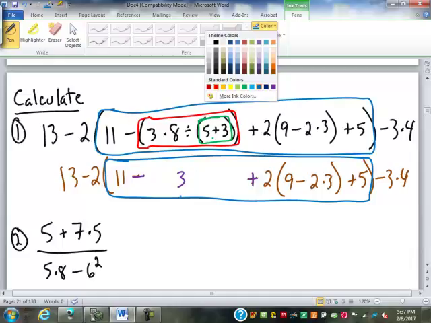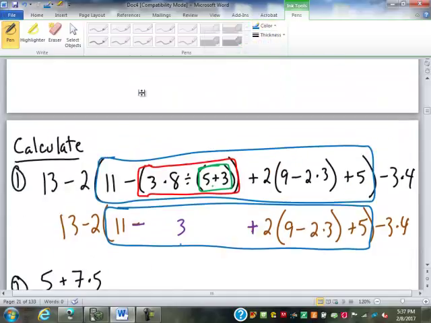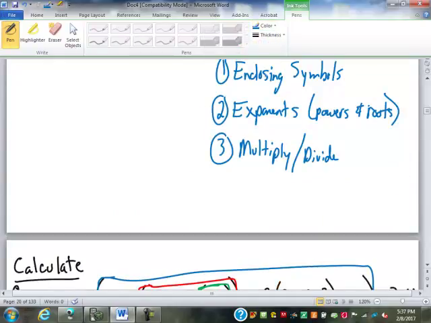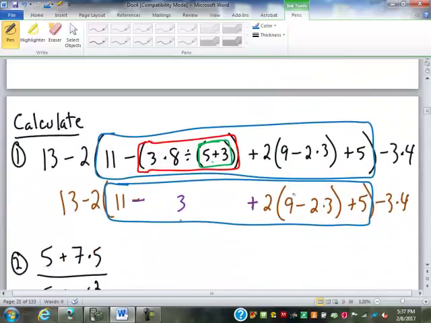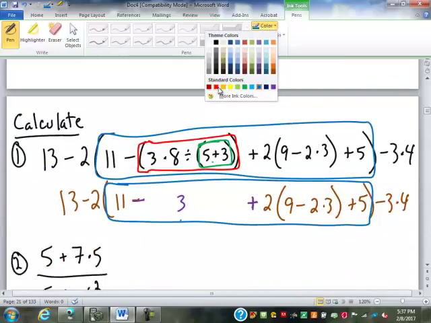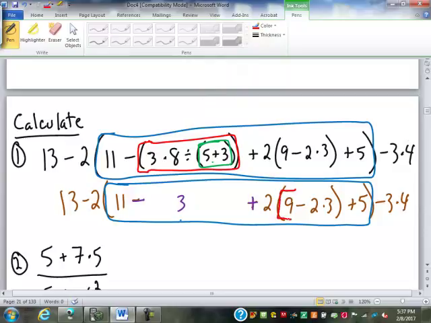In there, we go back up to the top of our levels of priority, enclosing symbols. Are there any other enclosing symbols inside there? Yes, there is. There's a parentheses right here. So we're going to focus inside that red box. Inside that set of parentheses, are there any other enclosing symbols? No. Are there any exponents, any powers or roots inside there? No. Nope.